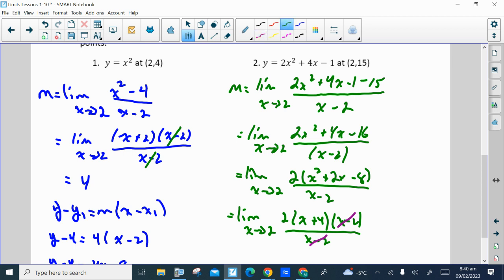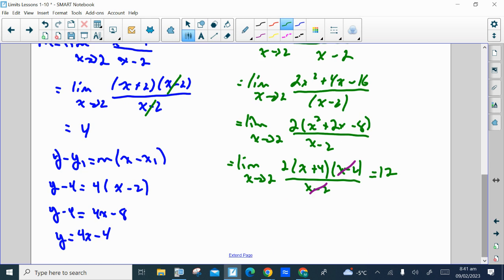And you can now evaluate that limit. When x is 2, you're going to have 2 times 6, which is 12. So that is the slope of the tangent. And we can find the equation of the tangent line. In the last example, I used point slope. We can also do it using y equals mx plus b.